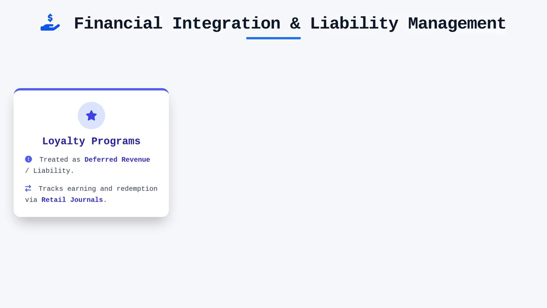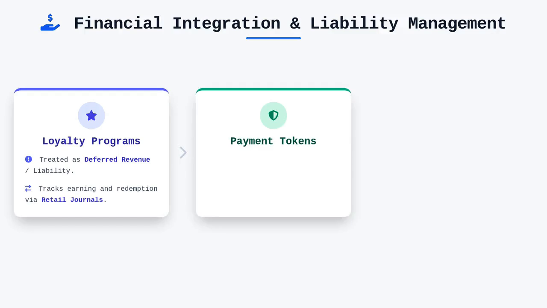Dynamics 365 Commerce tracks these points as they are earned and redeemed, recording the corresponding financial impact in the retail transaction journals. Simultaneously, the system handles payment tokens, which are secure, vaulted representations of sensitive customer financial data that allow for authorized settlements without storing raw card numbers in the database.